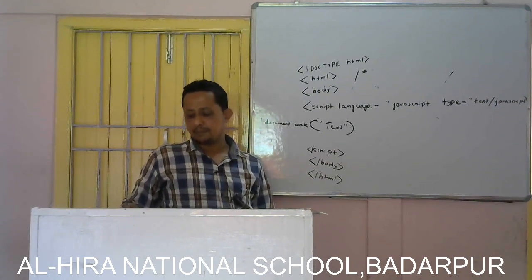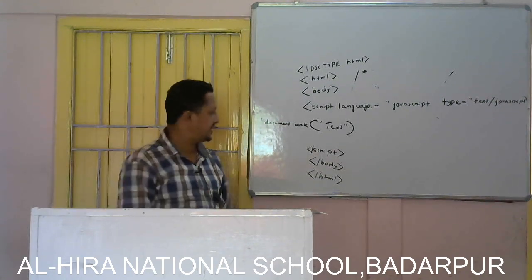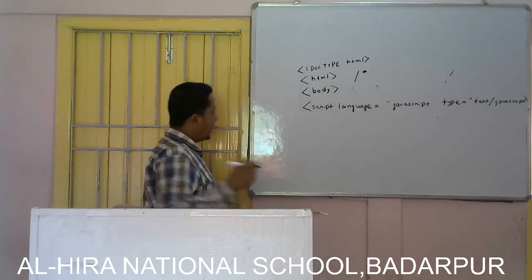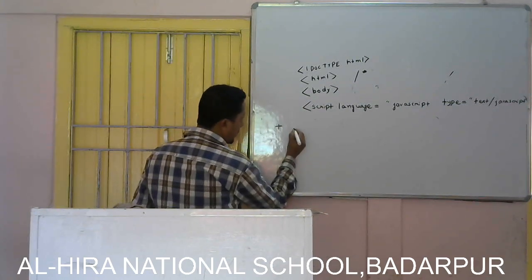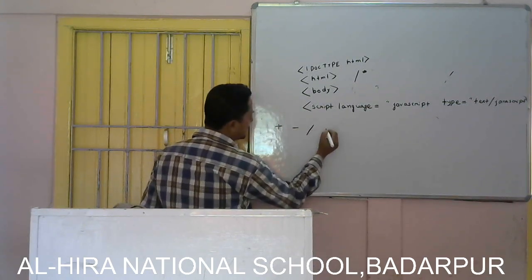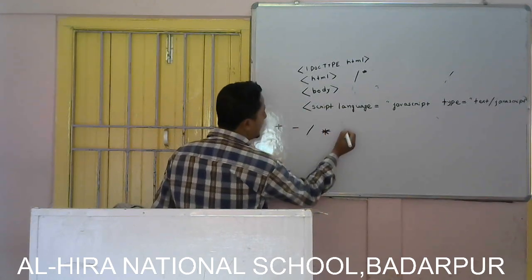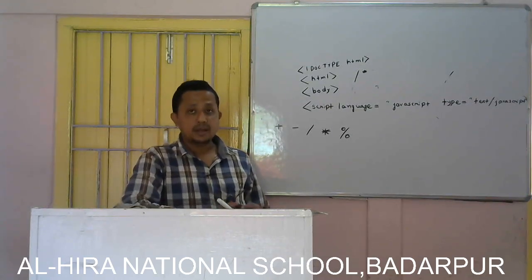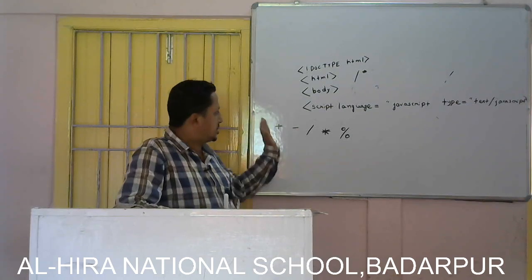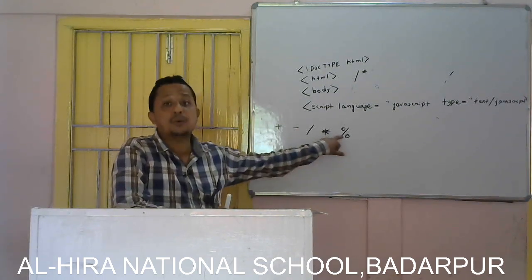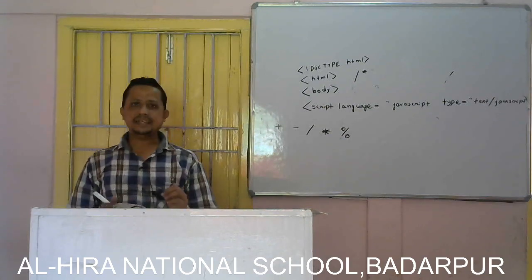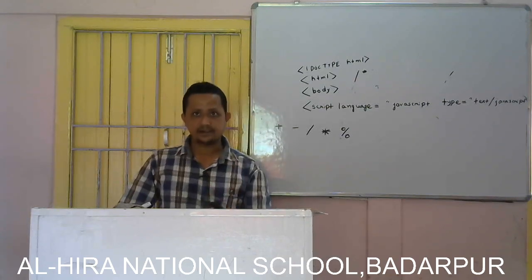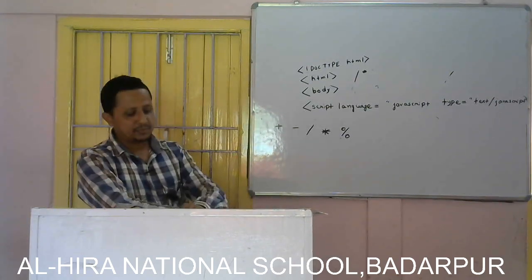So arithmetic operators are plus, minus, divide, multiplication, and this is known as modulus, the remainder. So these are basically arithmetic operations: plus addition, subtraction, division, multiplication. What is modulus? Yes, modulus means the remainder. Modulus is used to find out the remainder after division. So these are the arithmetic operators.